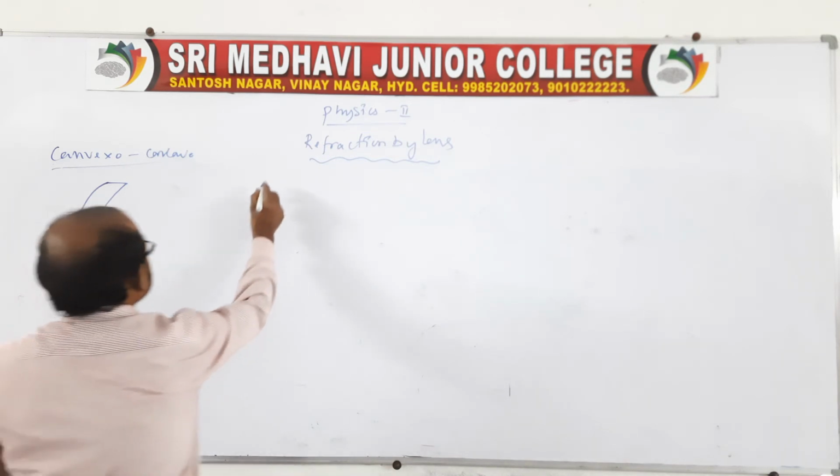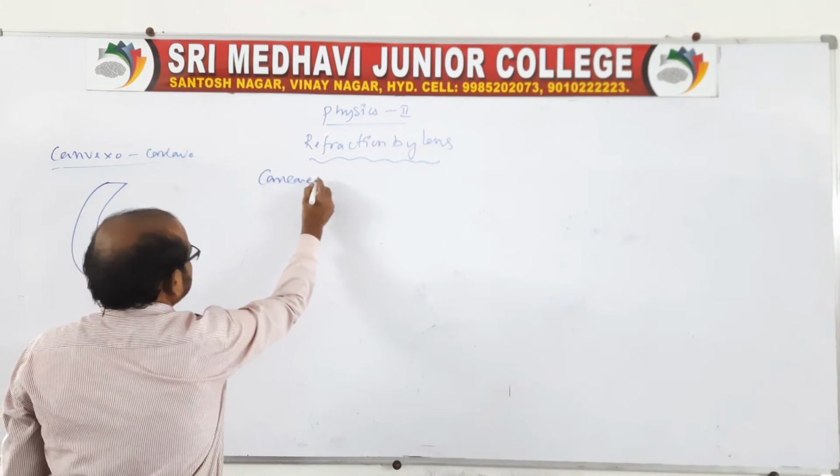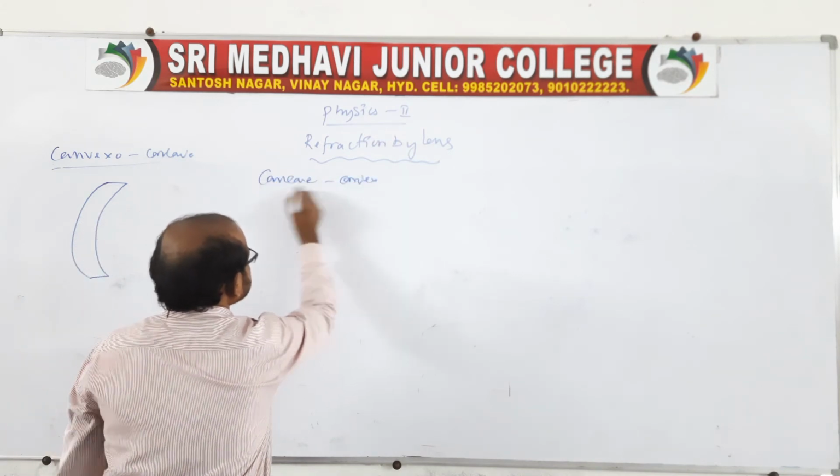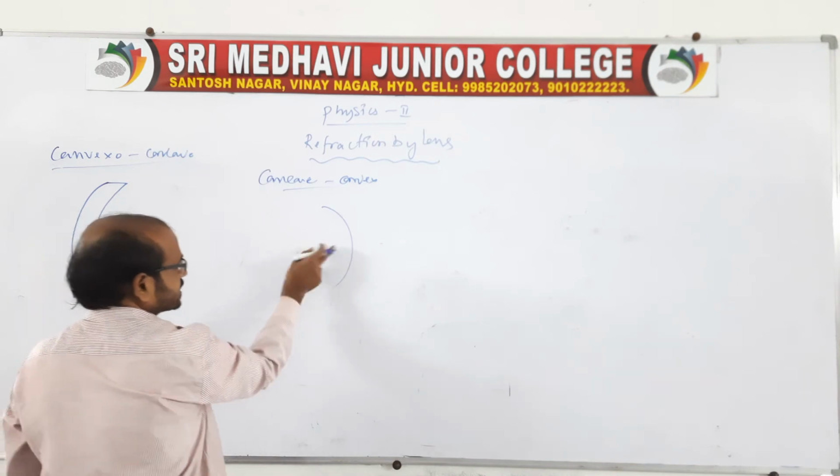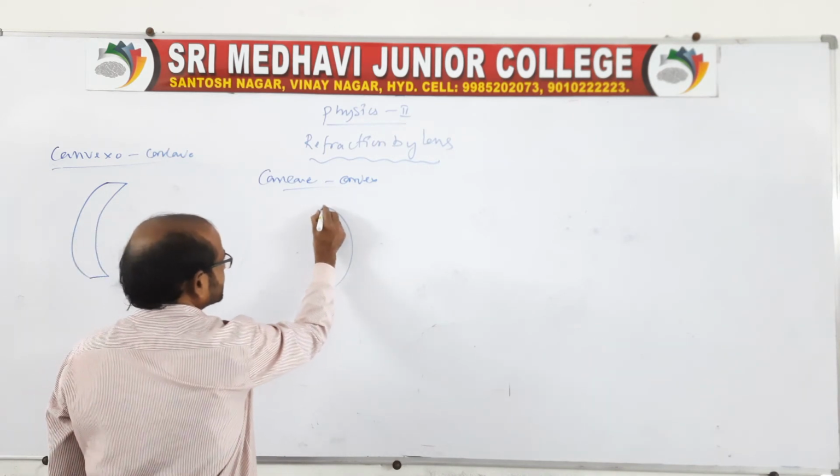Now I'll tell you another one, concavo-convex, we can say like this. Now the first surface is towards the refracting face, so we can say like this.